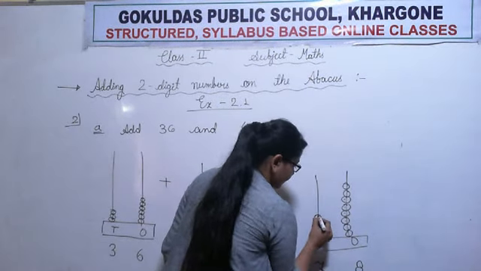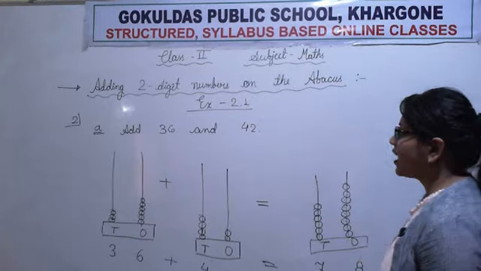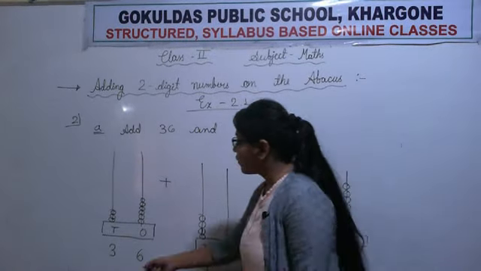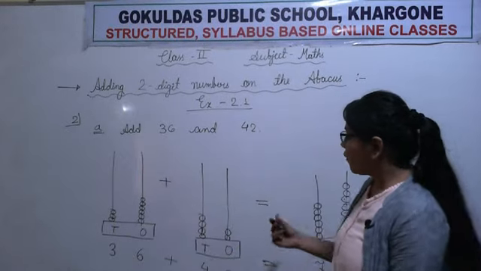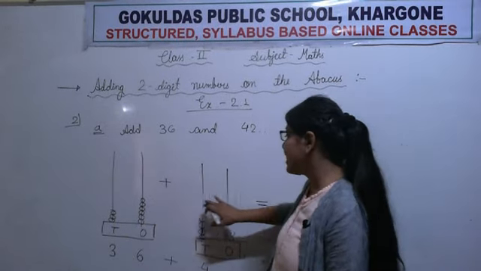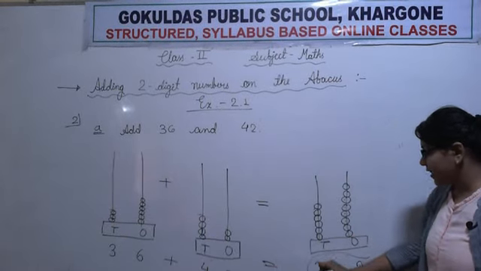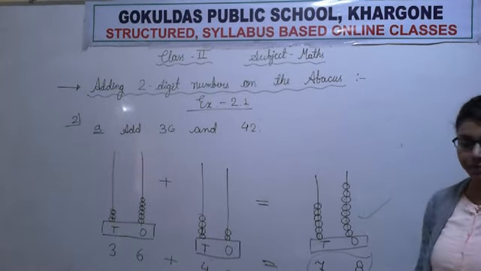So this is how we can do addition. First of all, we will make abacuses, then we will write the number below, then we will represent each number on the abacus, then we will add the 1 spike beads, then we will add the 10 spike beads. This is how we get the answer, okay?